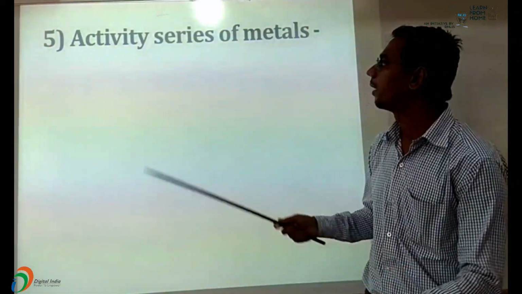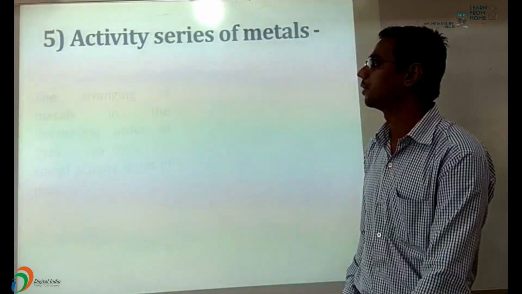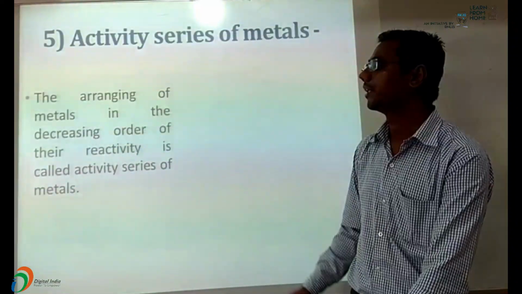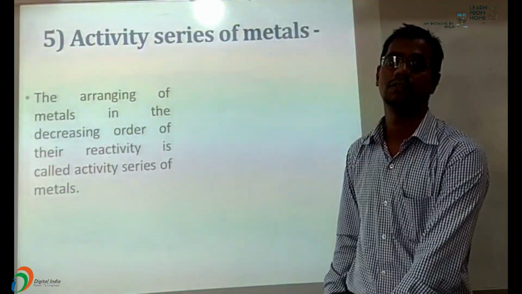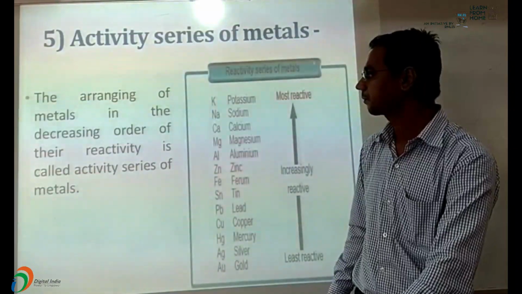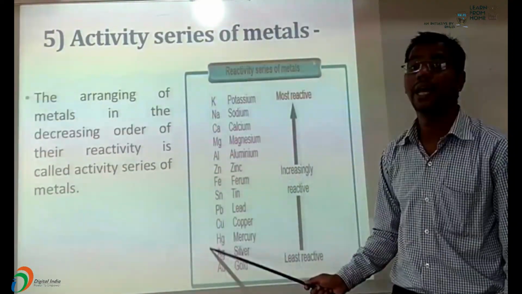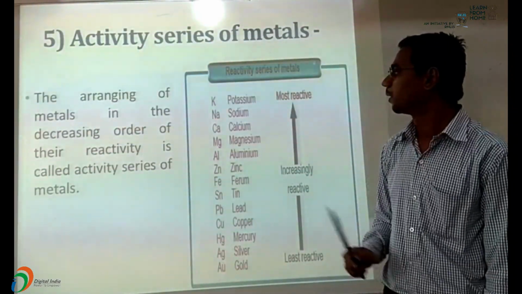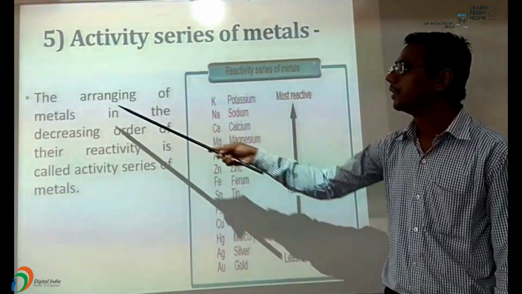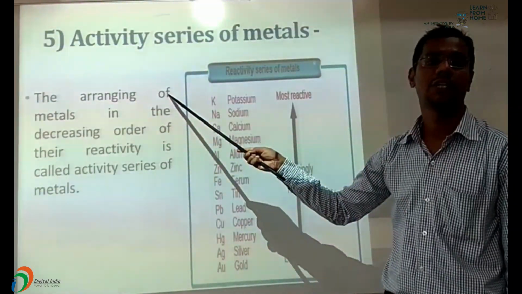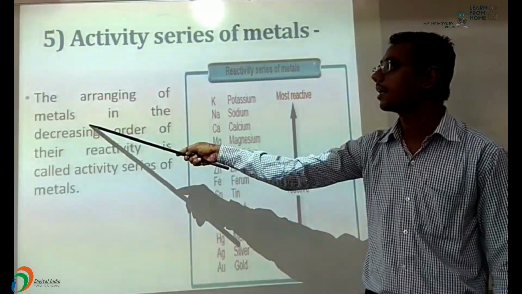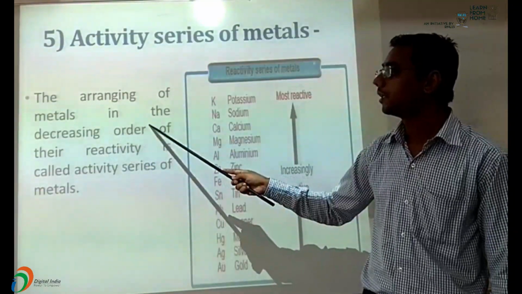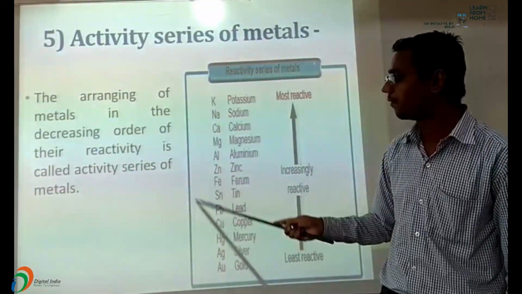Next part we have the activity series of metals. What is the activity series? The arranging of metals in the decreasing order of their activity is called the activity series of metals. Again I am repeating. You can see this is a reactivity series or activity series of metals. They are arranged. What is arranged? Metals are arranged. How are they arranged? In decreasing order. What is decreasing? Their reactivity. It means the reactivity power is slowly decreasing.